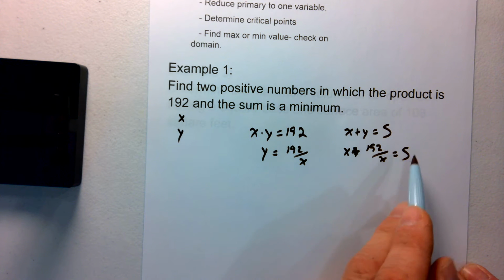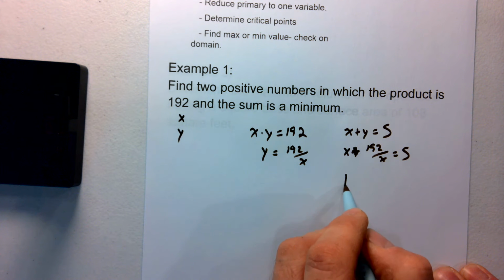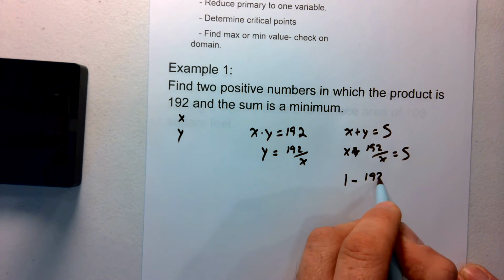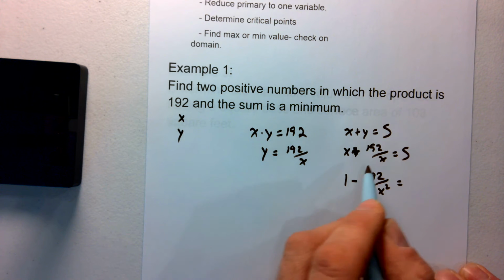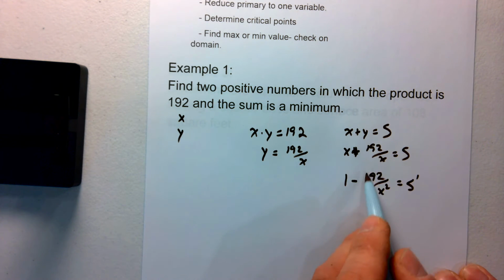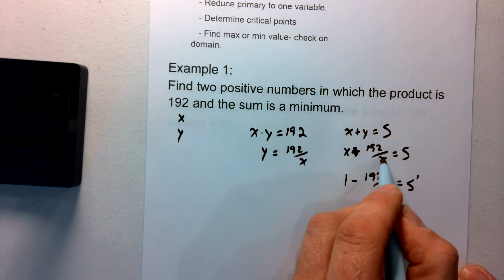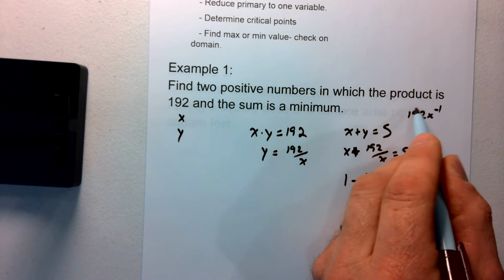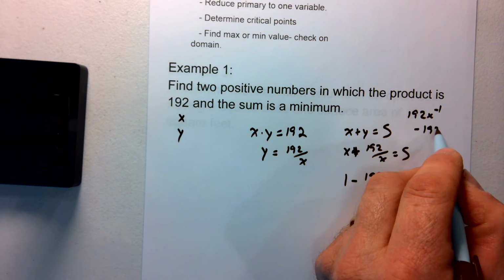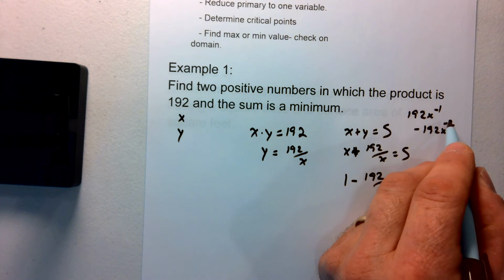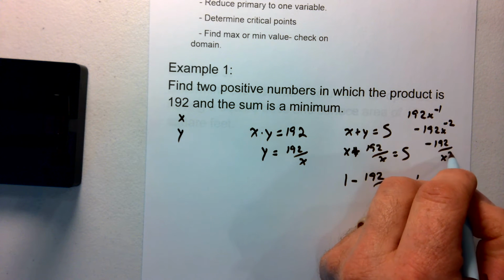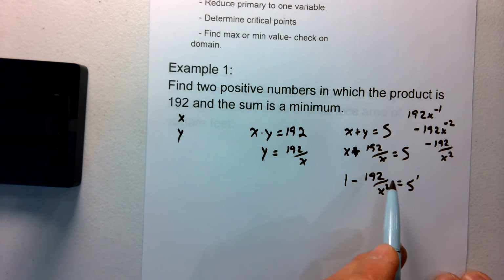I go and find the derivative here. Derivative of x is 1. Derivative of 192 over x is negative 192 over x squared. And that equals my s prime. If you don't like that, remember we can bring that x to the top as a negative exponent. Then you multiply your negative 1 to your 192, which gives you negative 192x, decrease your exponent by 1, and then take that x to the negative second back to the bottom as a positive exponent. So that's where we get our negative 192 over x squared.